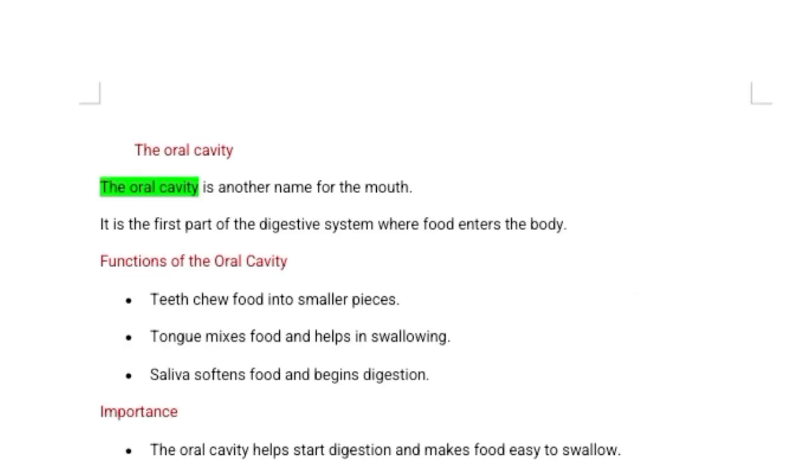The oral cavity. The oral cavity is another name for the mouth. It is the first part of the digestive system where food enters the body. Functions of the oral cavity. Teeth chew food into smaller pieces. Tongue mixes food and helps in swallowing. Saliva softens food and begins digestion. Importance. The oral cavity helps start digestion and makes food easy to swallow.